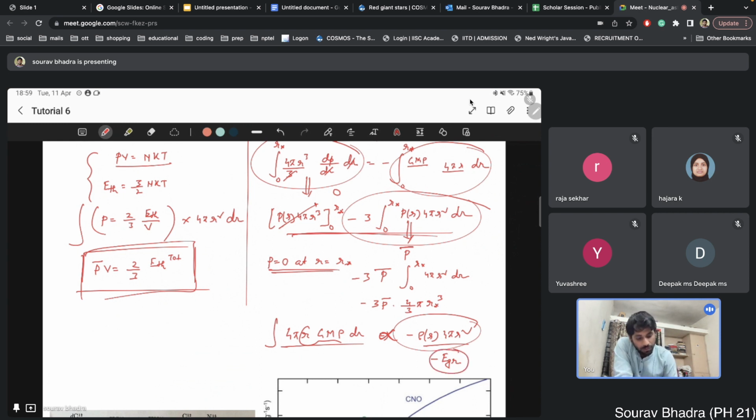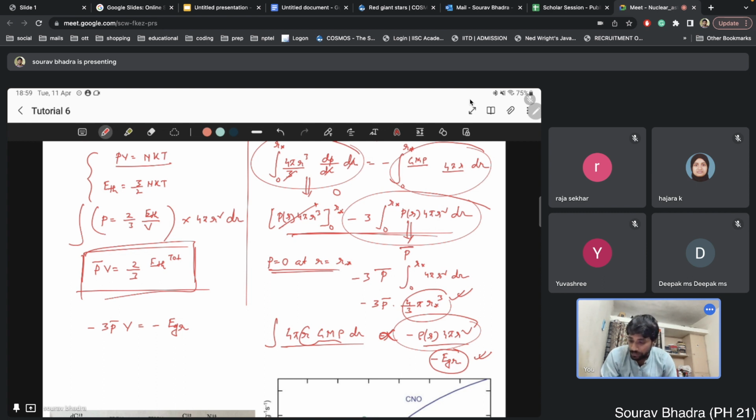Okay, now from the right hand side we got this, from the left hand side we got this. I have not gone through all the steps. Now the main point is we have to equate the 3P and 4/3 pi r star cube. I will write it as the volume of the star is minus EGR.